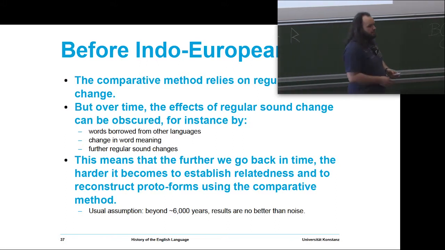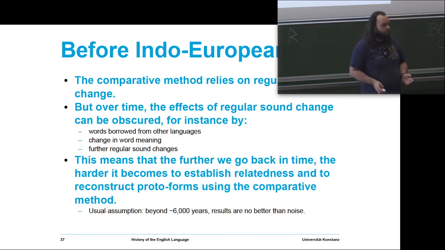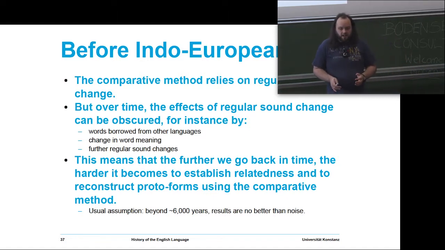But the more time passes, the more this kind of change can get obscured. So, for instance, words can be borrowed from other languages. With the borrowing of words, usually words replace existing words, and at that point, you've got a problem because the existing word was evidence from an earlier sound change that we now no longer have. So when words get borrowed, older words get lost. Words also change in meaning, and they change meaning in ways that can be quite hard to predict. So that also makes it much harder to set up regular sound changes.